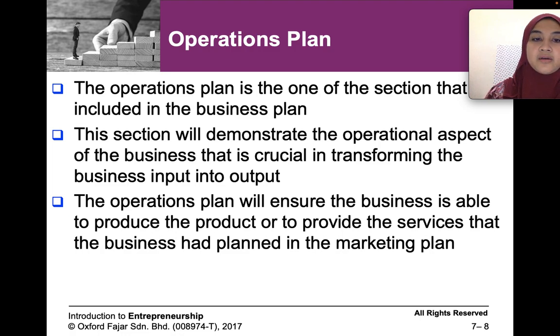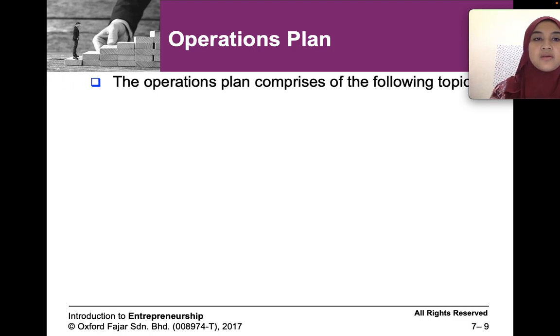Okay, so under the operation plan, we want to make sure that we transform all the ideation that is generated by the administrative plan and the marketing plan. So this is where you want to make it real, where you want to transform this idea to become the output. Okay. So the operation plan comprises the following topics.